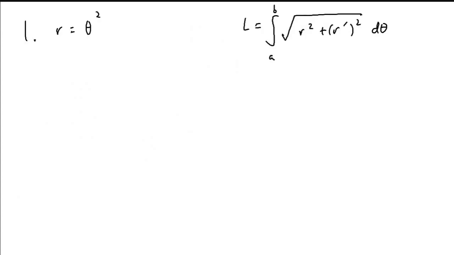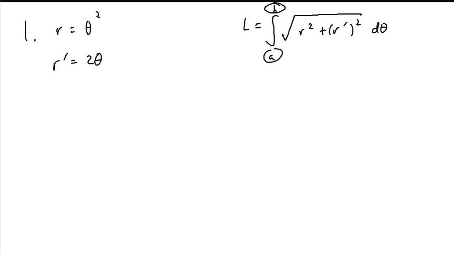So let's say for number 1 we have r equals theta squared, and we're trying to find the arc length. Looking at the formula, we already have r, so now we need to identify r prime. We just need to take the derivative. So if r equals theta squared, dr d theta, or r prime, is simply going to be equal to 2 theta.